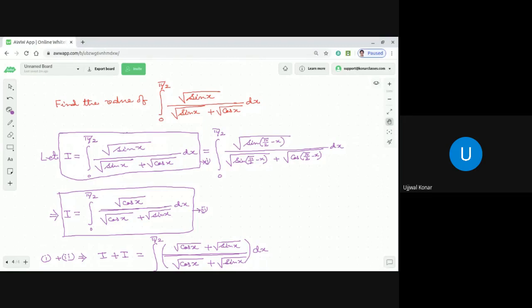Tomorrow, we will start a new topic, and there also you'll find how the application of mathematics can help you to solve problems in physics as well. With this, I would like to conclude the class for today.